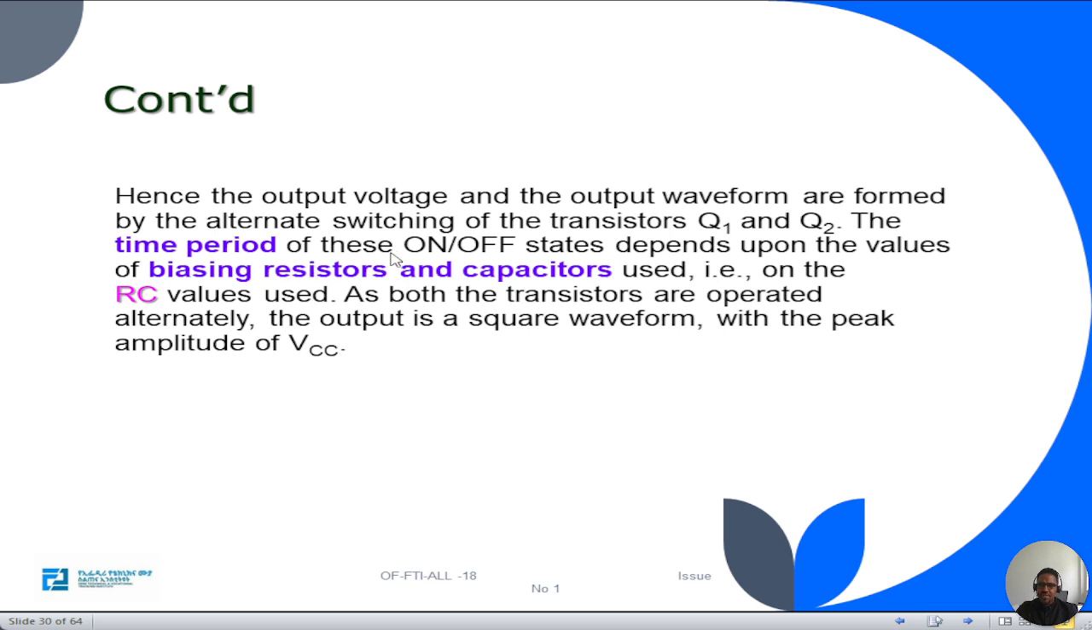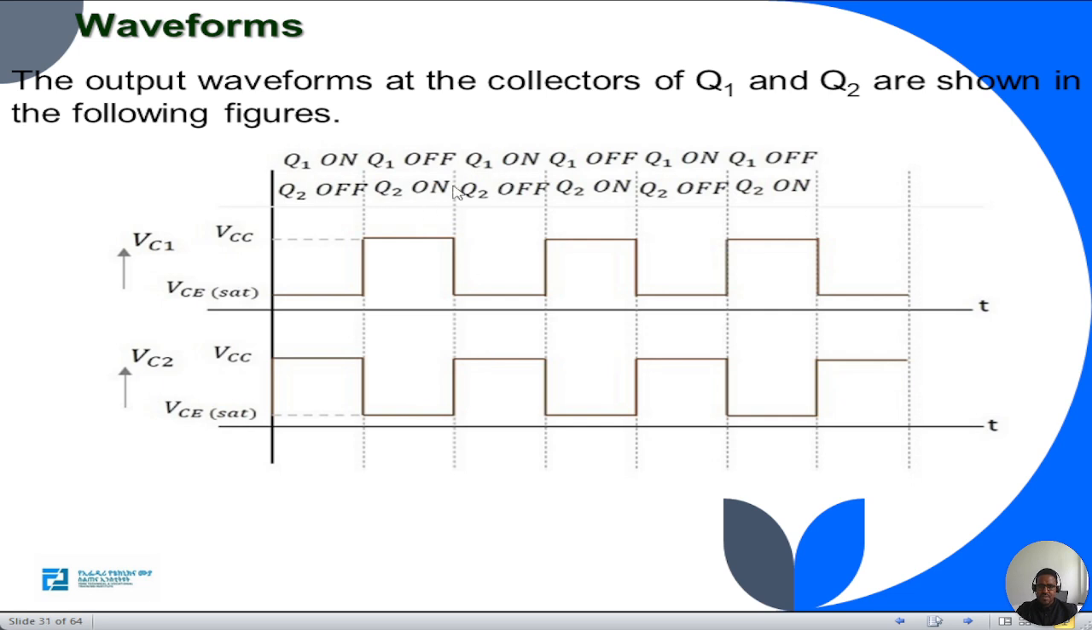The time period of this on-off state depends upon the values of the biasing resistors and capacitors used. That means it depends on the RC value used. As both transistors are operated alternately, the output is a square wave with a peak amplitude of VCC. So our output waveforms at the collectors of Q1 and Q2 are shown in this picture.